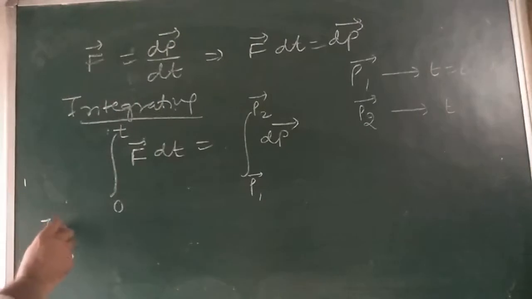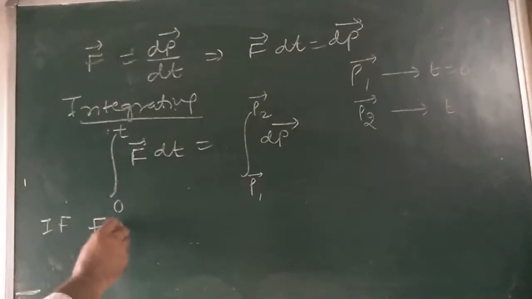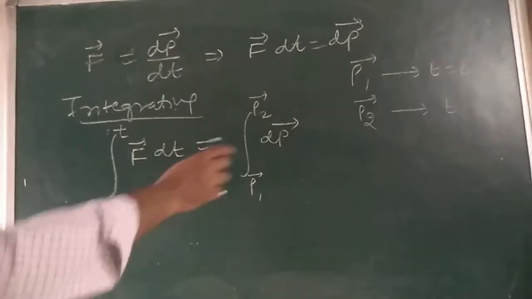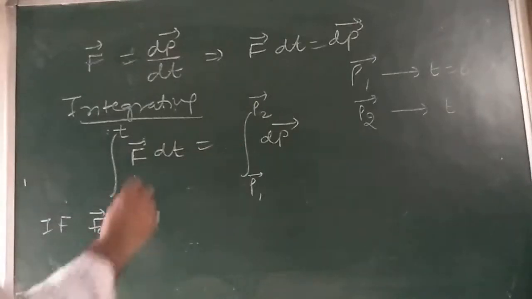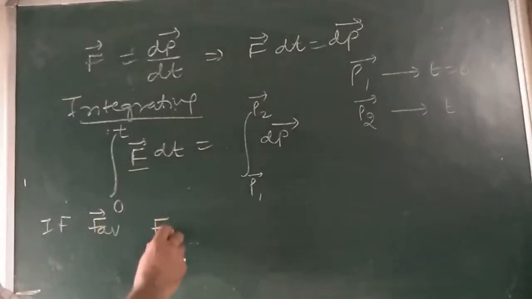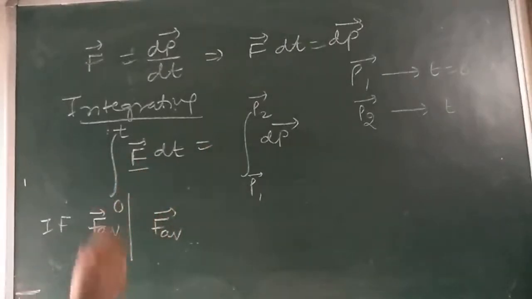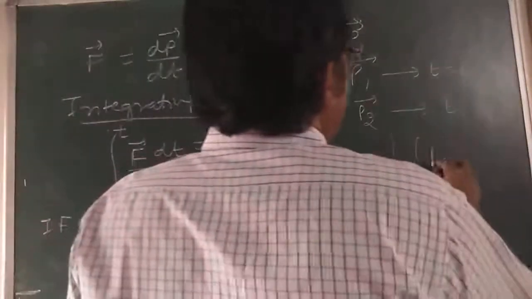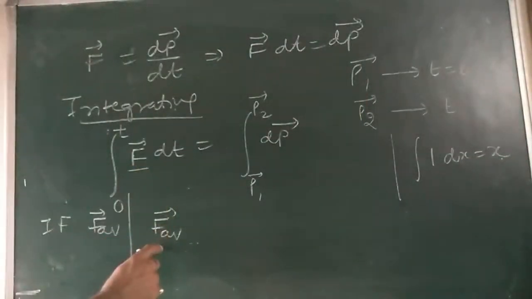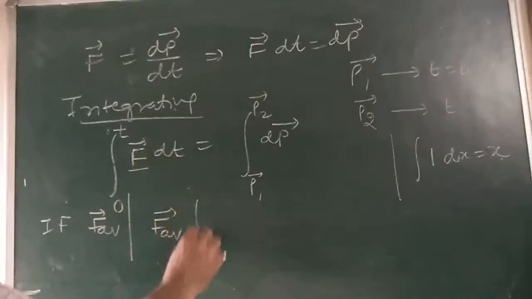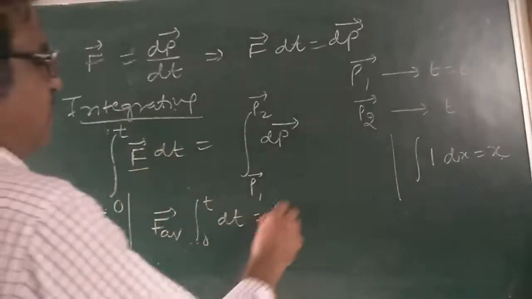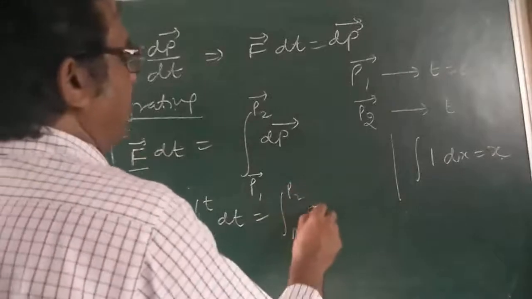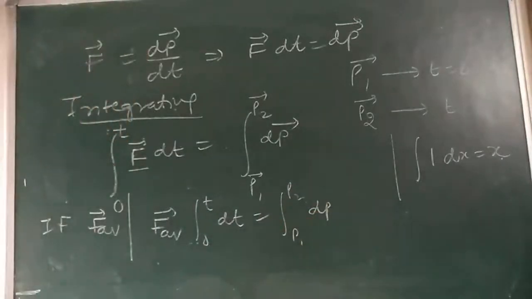If F average is the constant force during this time, so this is constant, so we may take out F average. Integration of 1 dt, just as integration of 1 dx is equal to x. F comes out, so integration of dt from 0 to t. Similarly, integration of dP from P1 to P2. Now, integrate it.